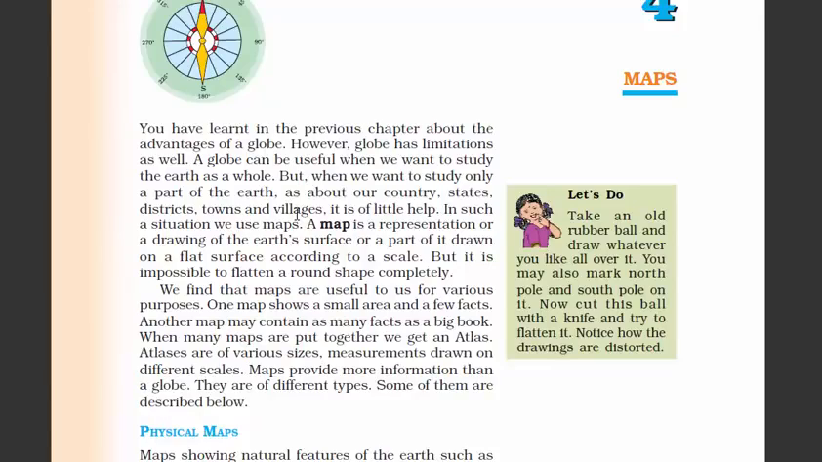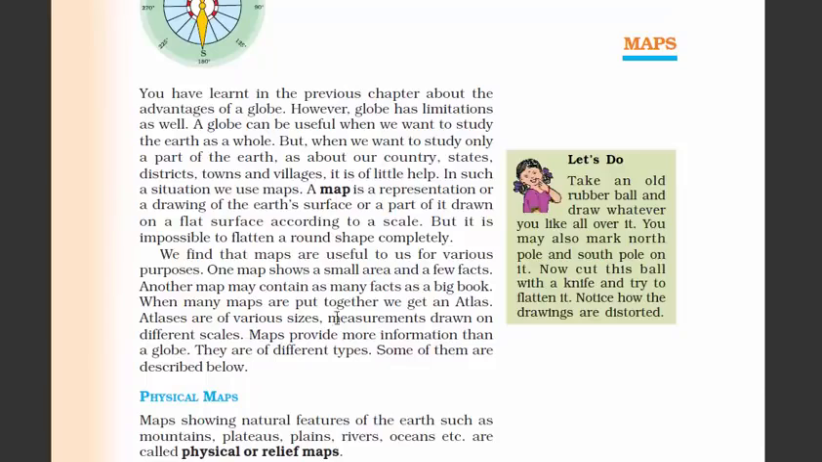So what is a map? A map is a representation or a drawing of the earth's surface. In other words, zooming inside the earth makes a map. Again, maps are useful to us for various purposes. One map shows a small area and a few facts. Another map may contain as many facts as a big book, just like an atlas.